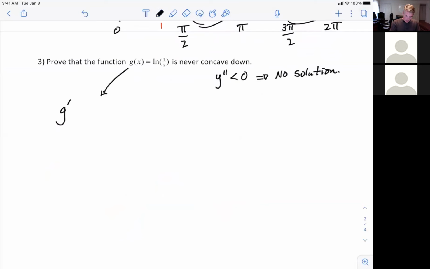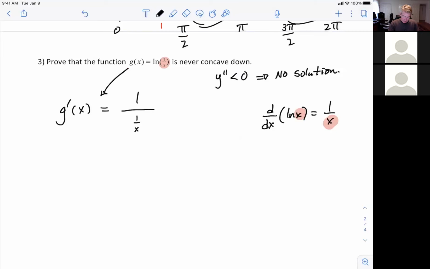Well, first things first, take the first derivative. So the derivative of natural log of x is equal to 1 over x. So whatever this thing is in the argument, you put 1 over that. So for us, it's going to be 1 over x. So the derivative of natural log is 1 divided by what's in the parentheses. So that's going to be 1 over x.